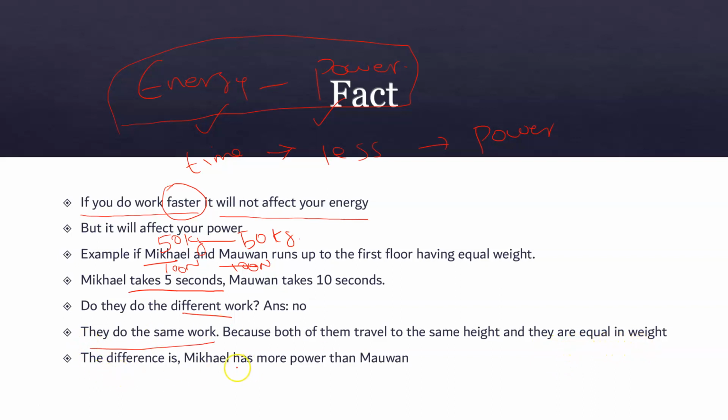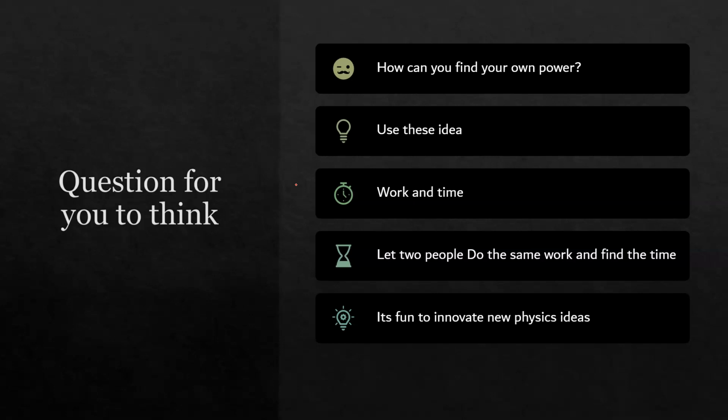What is the difference? The difference is Mikhail has more power than Marwan. It is because Mikhail takes only 5 seconds, time less, more power. As you decrease the time, you will be having more power. And this is the question for you to think: how can you find your own power? Okay, now you can just think, how can you find your own power?